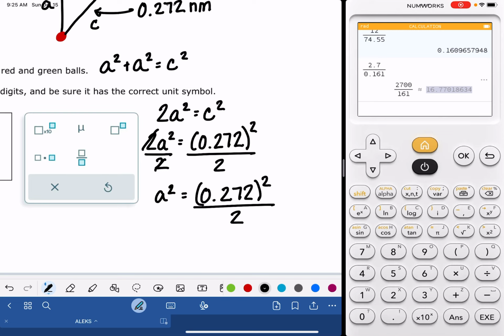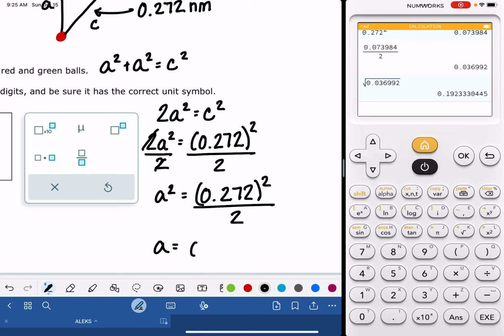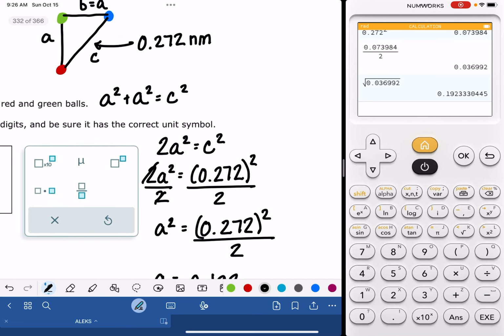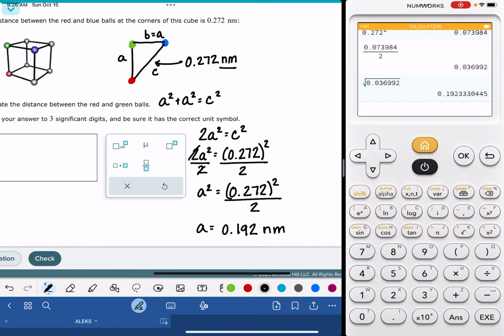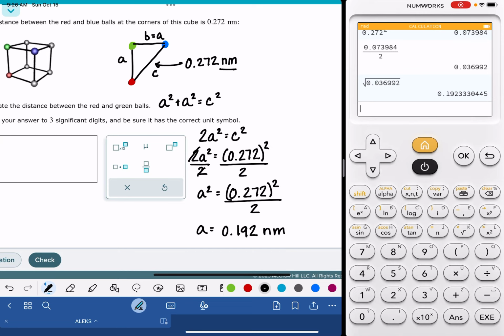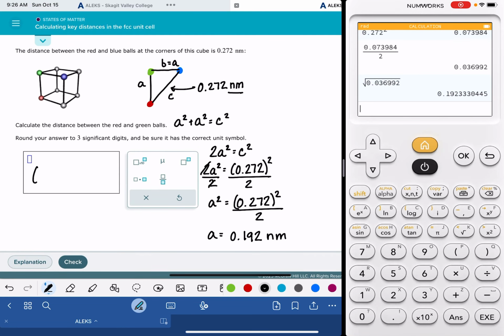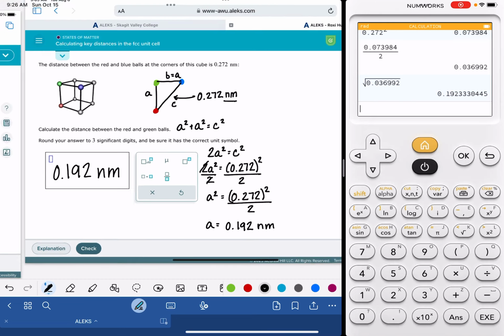And actually, I'm just going to put it in my calculator. So 0.272 squared, and then that number divided by 2, and then I'm going to take the square root of that whole entire thing, and for A, I get 0.192, and that unit was nanometers. It wants it to three significant figures, which is exactly what I've got, and 0.192 nanometers. That's all you got to do.